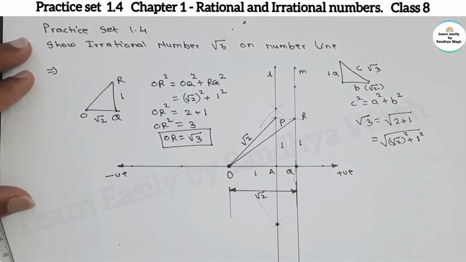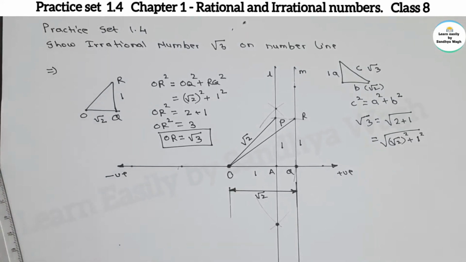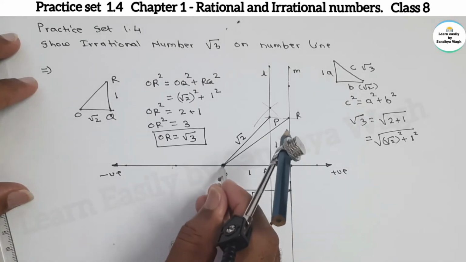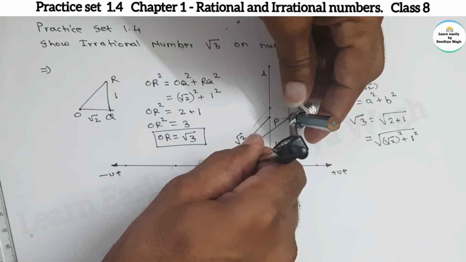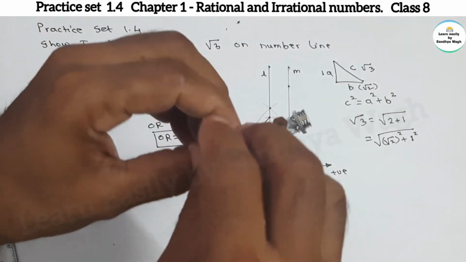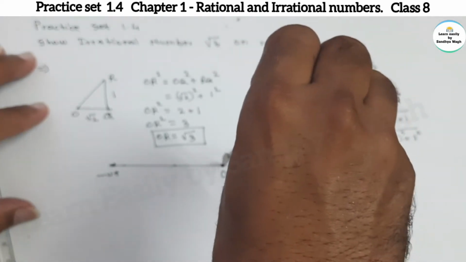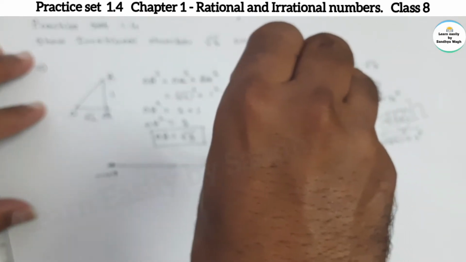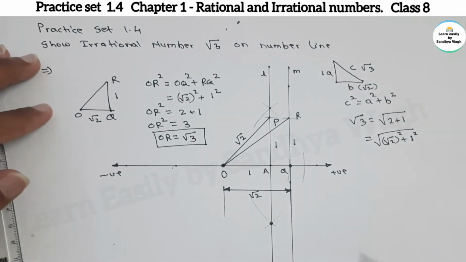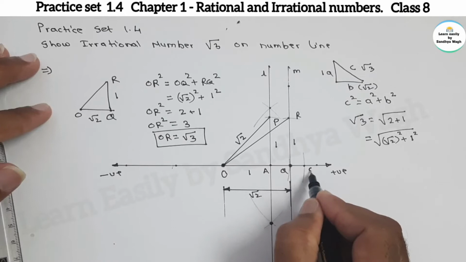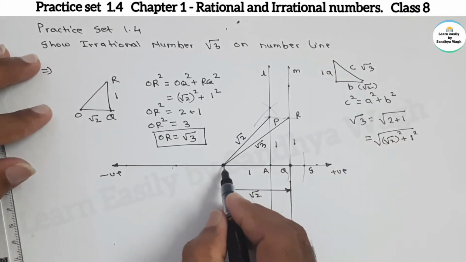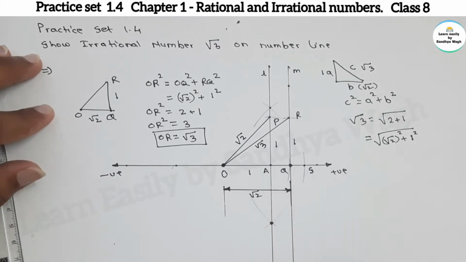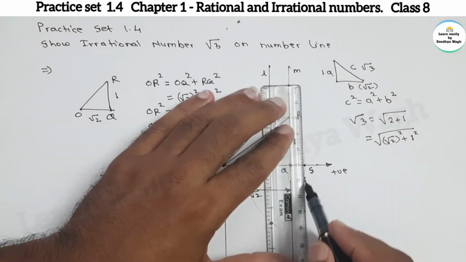Now take this distance on this compass, match these two points and mark an arc on the number line, and let this point be S. Now see, OR is root 3, so OS must be root 3.